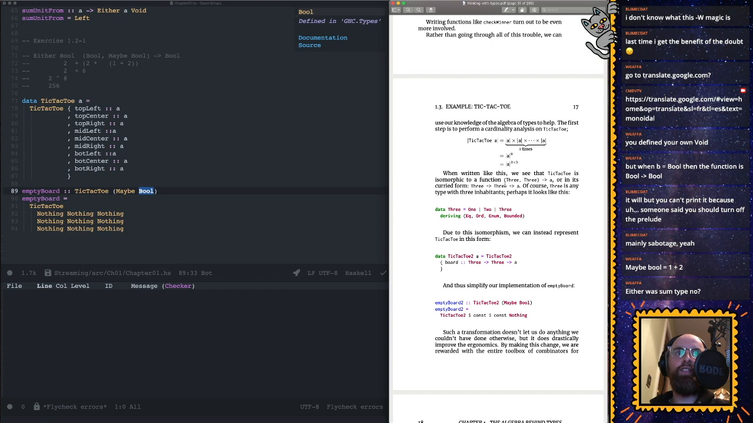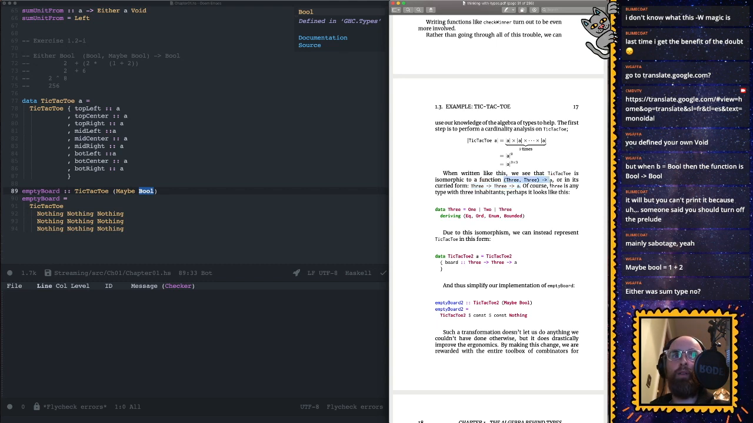So when written like this, we see that tic-tac-toe is isomorphic to a function 3 to A. That makes sense, doesn't it? Because that's literally the same as when we looked at B to the power of A. So that's our B, and that's our power of A. Or in this instance, it's A to the power of whatever this is. So we can represent that by the tuple of 3 and 3, which is 3 times 3, because tuples are products, to A. Or in its curried form.